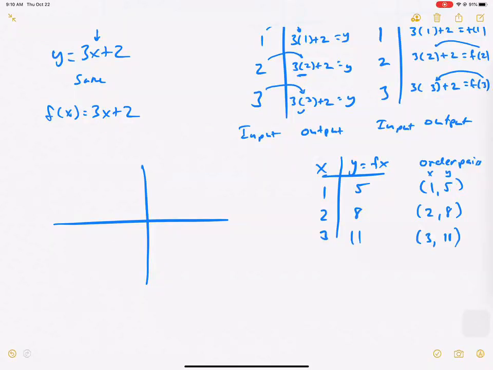We can graph this on our table here. We'll just go 1, 2, 3. And then we'll start up here saying 5, 8, and 11. We have a line.